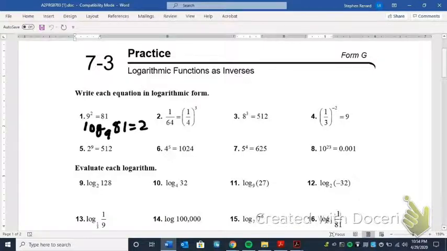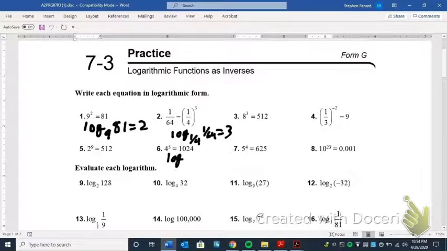So it's the same process. It doesn't matter if we have fractions or not. So here, log, what's our base? The fact that we switch sides of the equation doesn't matter. So here, our base is 1/4, our answer is 1/64, and our exponent is 3.